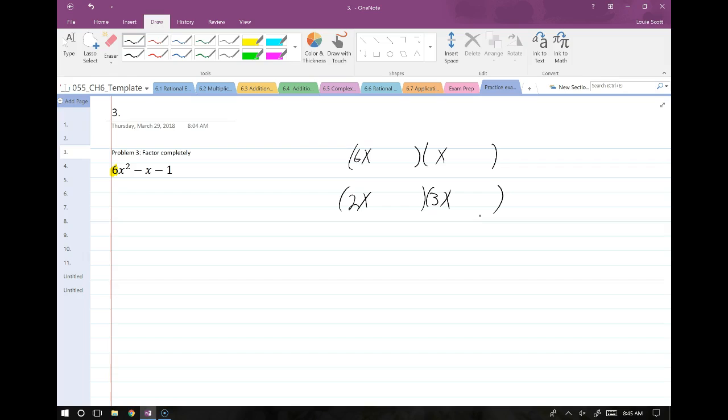And then you'd have to check these, right? Since negative 1 is the last term, you'd have to check these with plus or minus 1 in each side. And you'd have to figure out which one works. That's your brute force method.